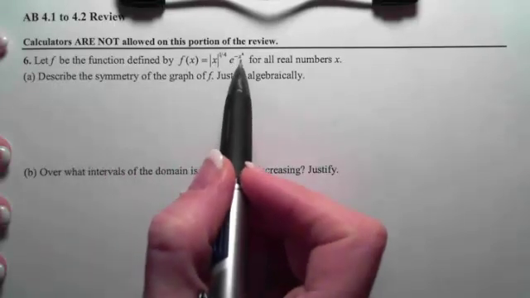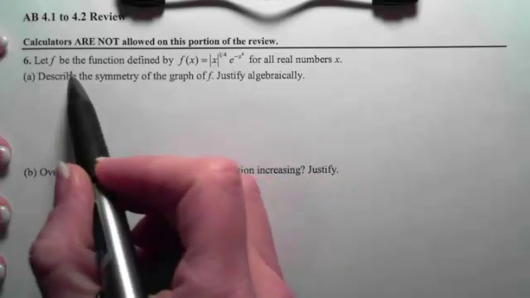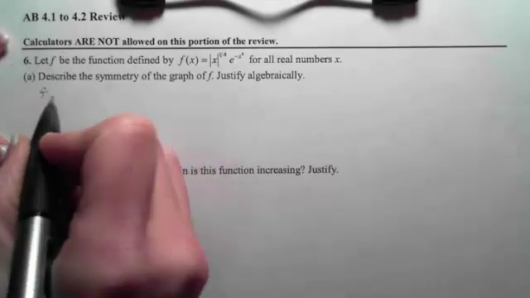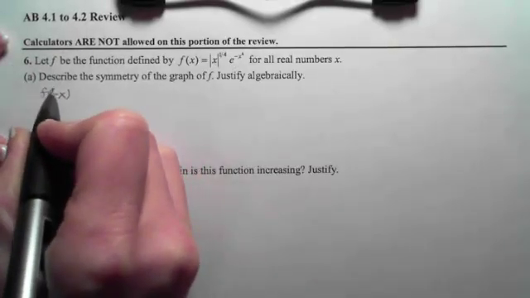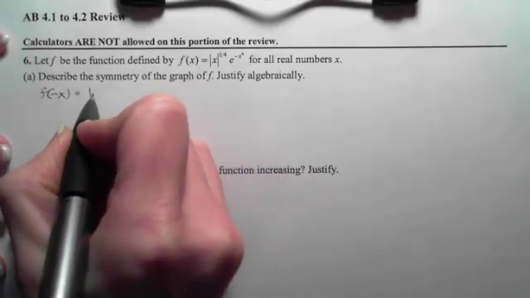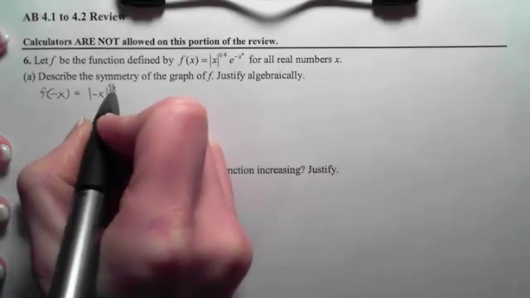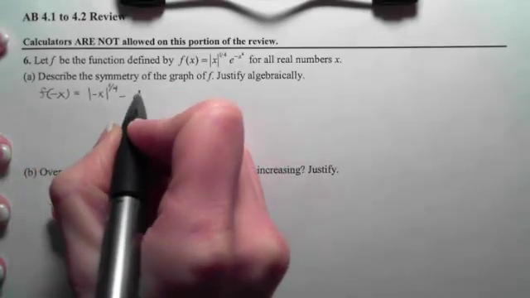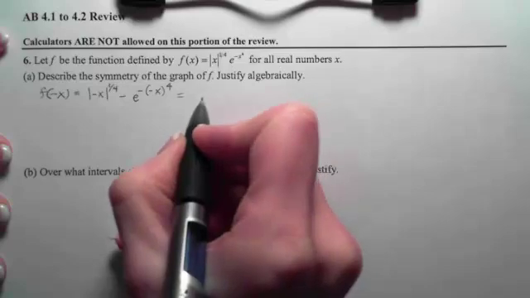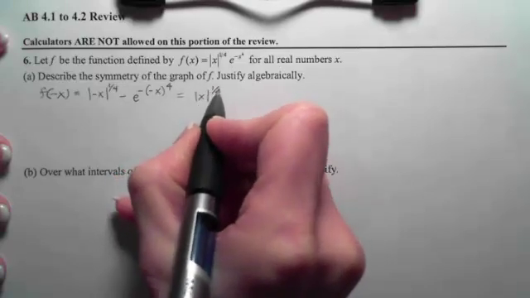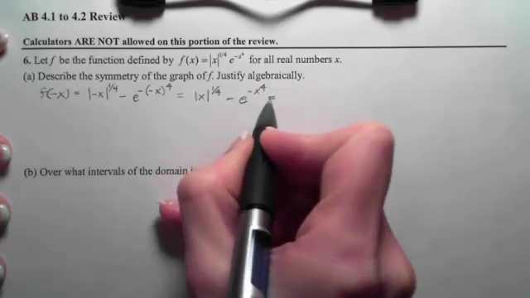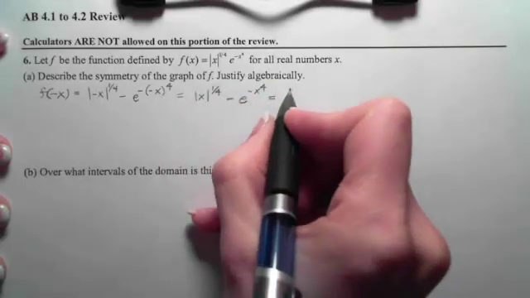It involves an absolute value and an exponential, and we want to determine the symmetry, and we have to justify it algebraically. So if you recall, symmetry is determined by the output of f of the opposite of x. If I plug in the opposite of x, I'll have the absolute value of the opposite of x raised to the 1/4 power minus e to the negative of the opposite of x raised to the 4th power. If I simplify this, I'm going to get absolute value of x to the 1/4 minus e to the negative x to the 4th. Notice this is exactly the same as the original function.